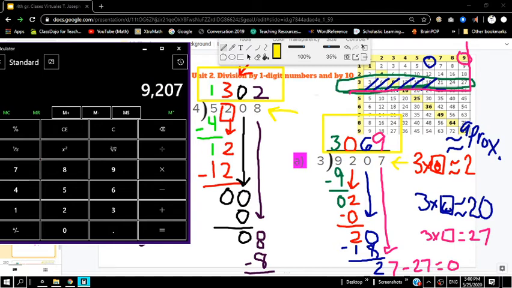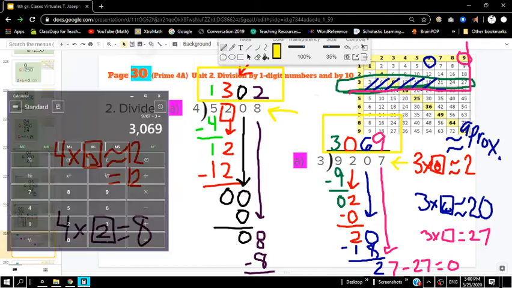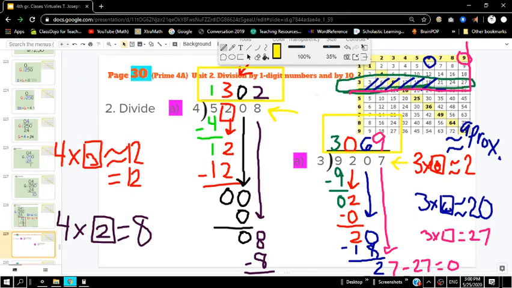And our next problem, 9,207 divided by 3 equals, oh, let's try that again. I don't think I did that correctly. 9,207 divided by 3 equals 3,069. Perfect. So we did that exactly correct. Awesome. Let's do the next problem.